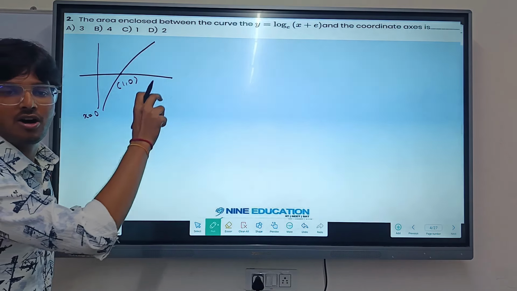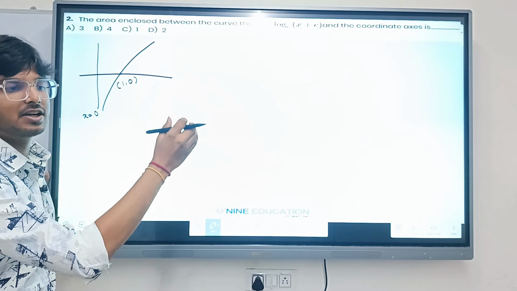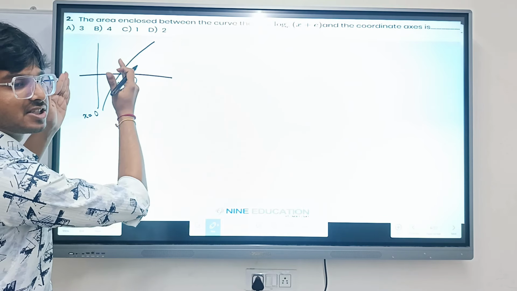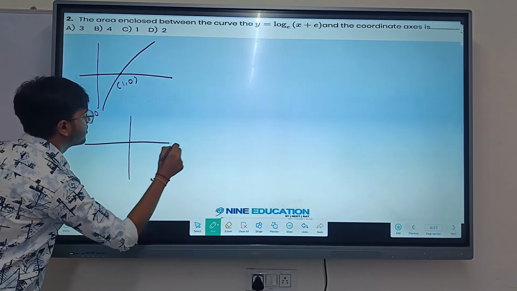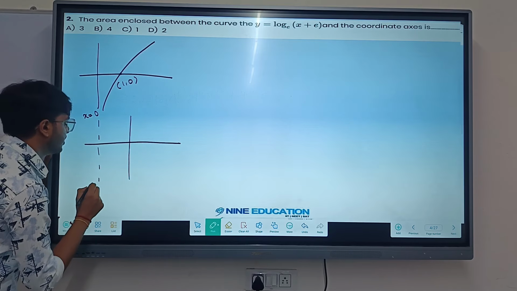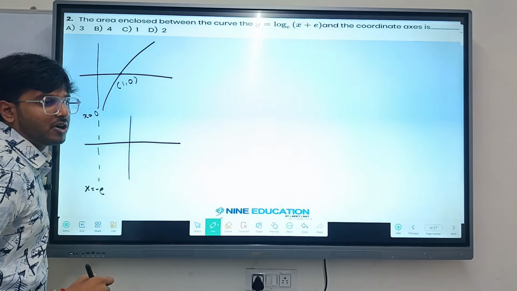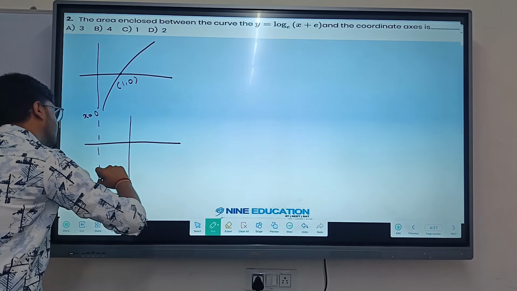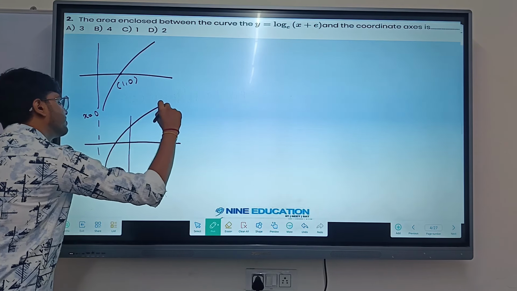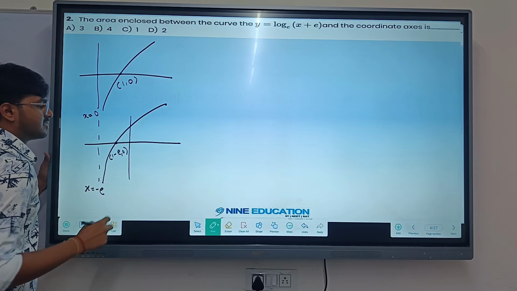Now we have log of (x plus e). So in place of x, what is there? x plus e. It means the whole graph will shift e units backwards. So the asymptote, which was x equal to 0, will become x equal to minus e. And the x-intercept, which was (1, 0), will be (1 minus e, 0). So the new graph would be something like this. This point is (1 minus e, 0).